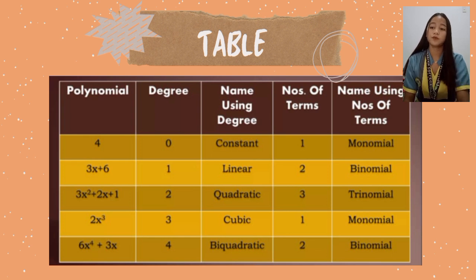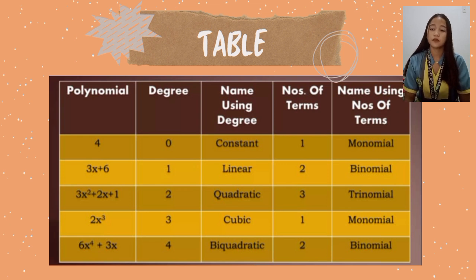So next is 3x plus 6, the degree is 1. Name using degree is linear. Then the number of terms is 2. Name using number of terms is binomial. Why binomial? Because it has 2 terms, the 3x plus 6.